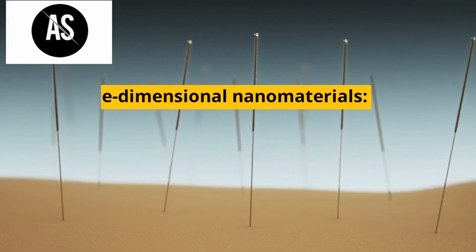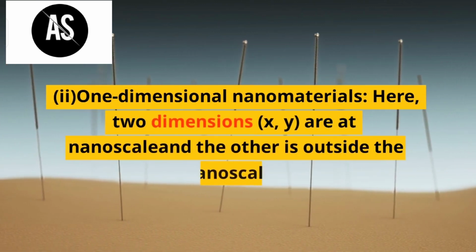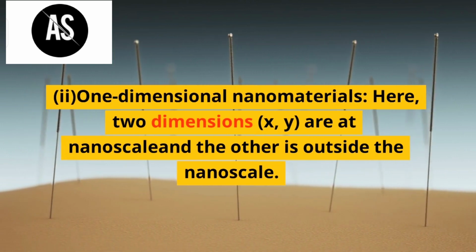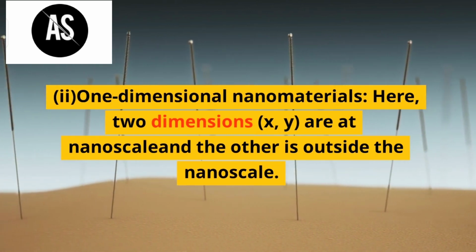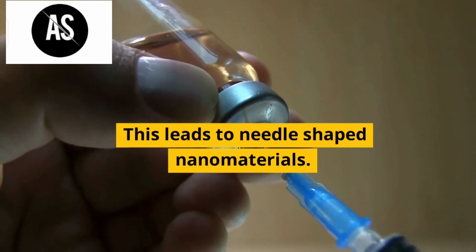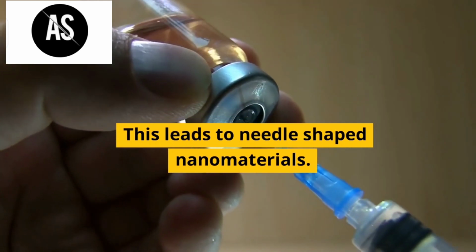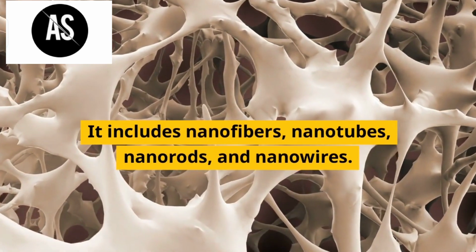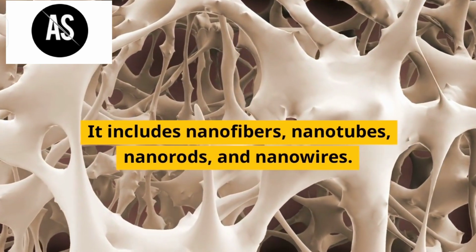One-dimensional nanomaterials are those nanomaterials in which two dimensions x and y are at nanoscale and the other one, z, is outside the nanoscale. One-dimension nanomaterials are needle-shaped structures. The applications of one dimension include nanofibers, nanotubes, nanorods, and nanowires.